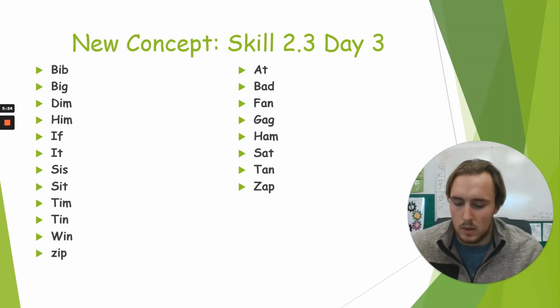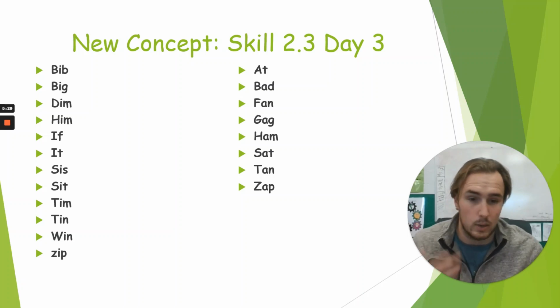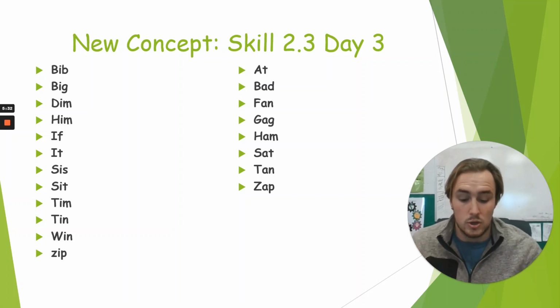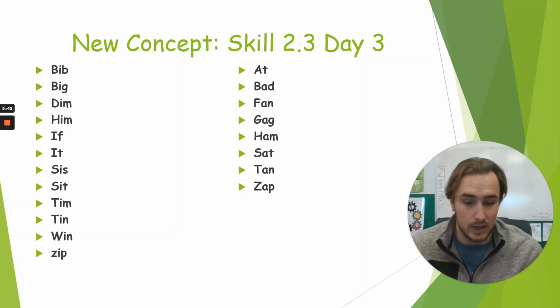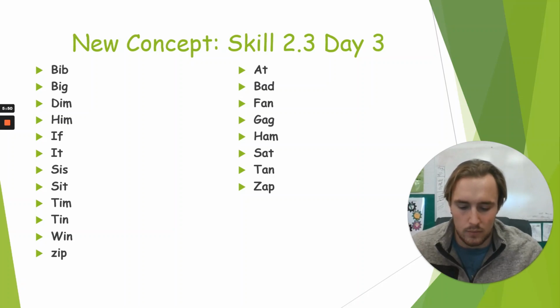Okay. The sentence is, Jim had a fig. Let's say it with me. Say it with me as I read it. Jim had a fig. Let's say the sentence one more time. Jim had a fig. Okay. Now, I want you to write the sentence on your paper or whiteboard if you have it. If you forget the sentence, I'll tell you the next words. Okay.